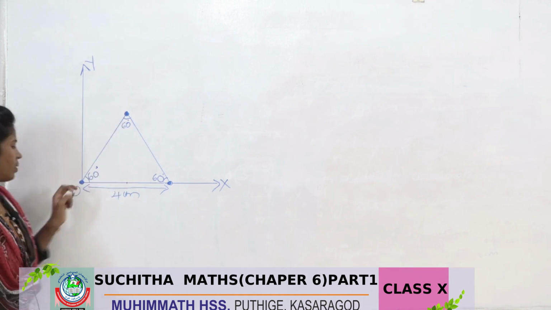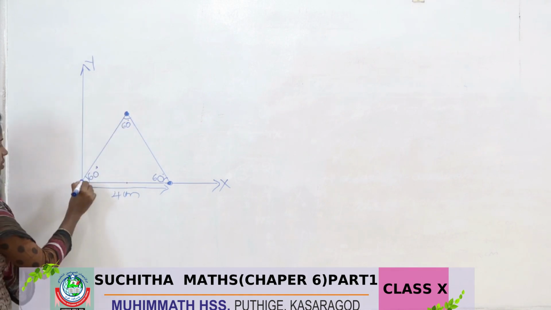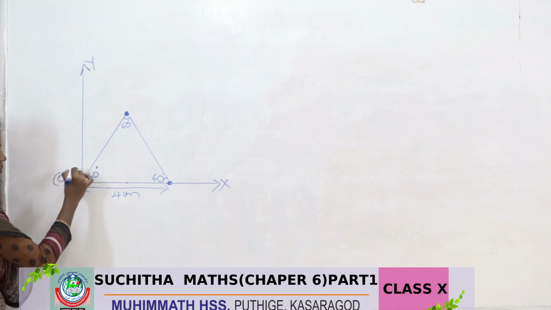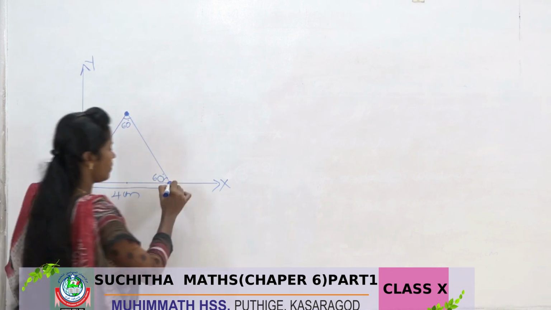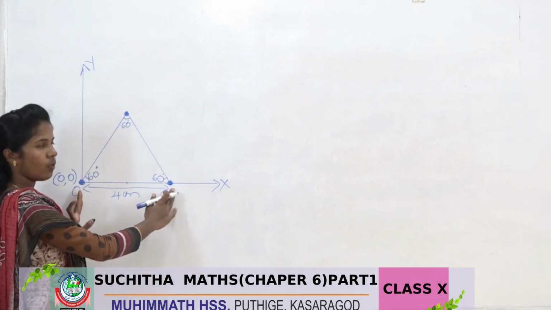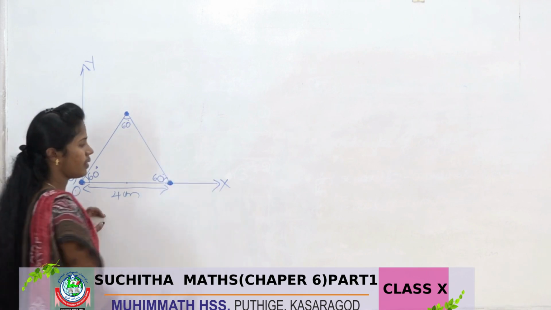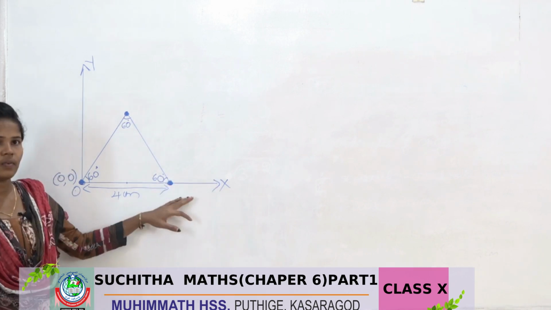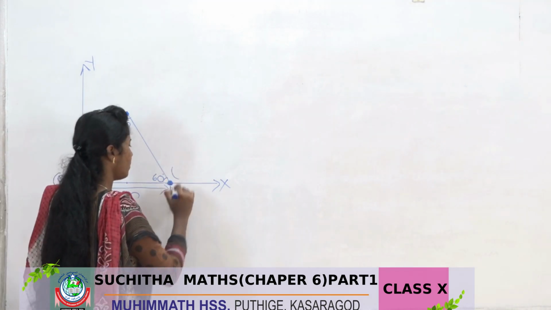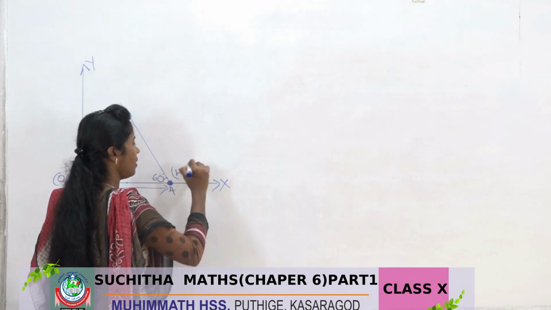So it is the origin. So coordinate of this point is 0, 0. What is the coordinate of this point? This length is 4 centimeter and it is on the x-axis. In x-axis, y coordinate is 0. And this point is 4. It is 4, 0. Okay.